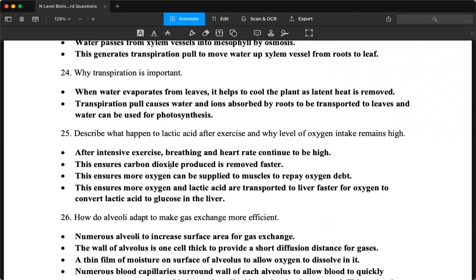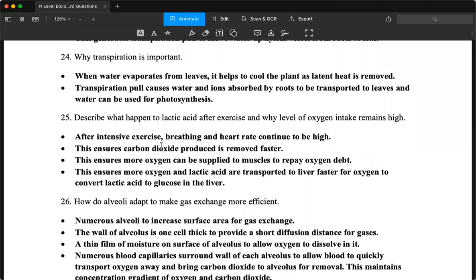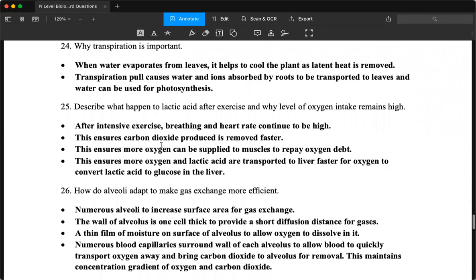Describe what happens to lactic acid after you exercise and why the level of oxygen intake remains high even after you stop exercising. That's what it means. After intensive exercise, the breathing and heart rate will continue to remain high so that carbon dioxide can be removed faster and oxygen can be supplied faster to repay the oxygen debt. This ensures more oxygen and lactic acid are transported to the liver faster for oxygen to convert lactic acid to glucose in the liver. So talk about all these points.